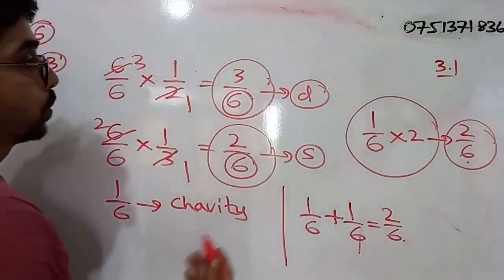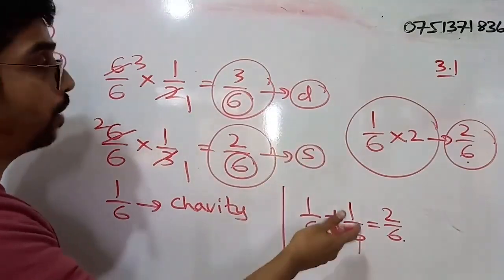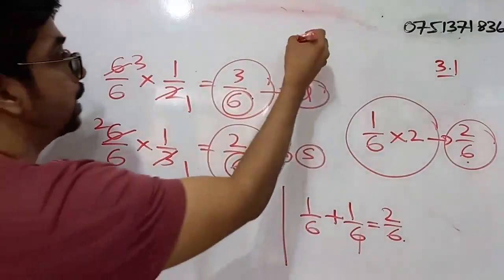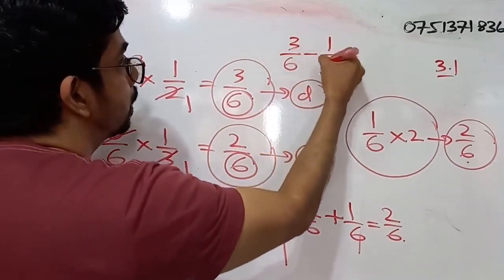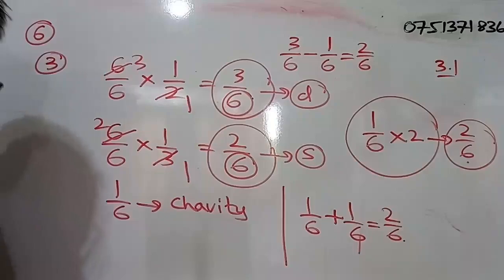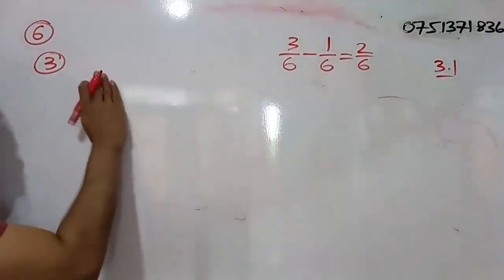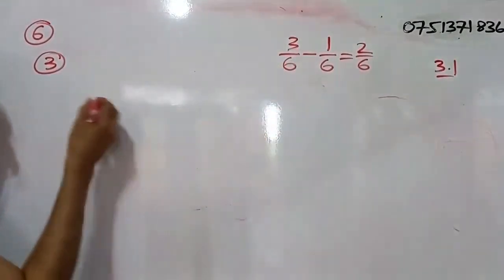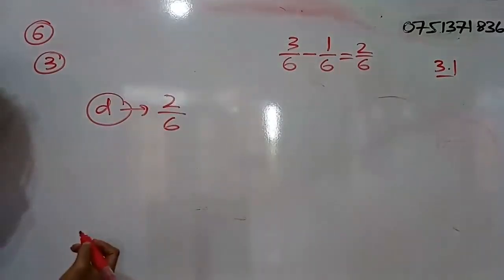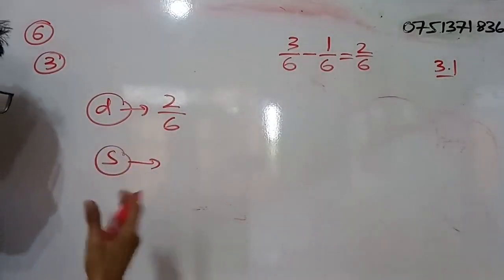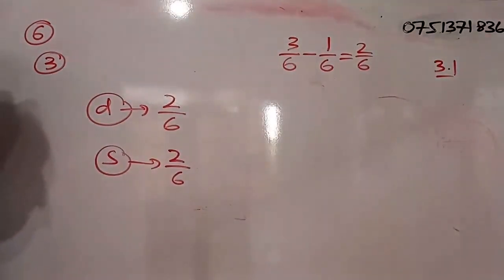Right. So after giving 1/6 of the land, what is the amount that the daughter has? 3 by 6 minus 1 by 6, 2 by 6. Now let's see. After giving the amount of land to the charity, the daughter has 2/6. The son didn't give any amount to the charity, no? So he has the initial amount, which is 2/6.